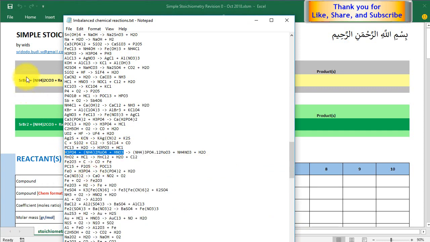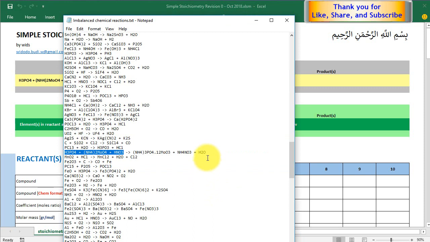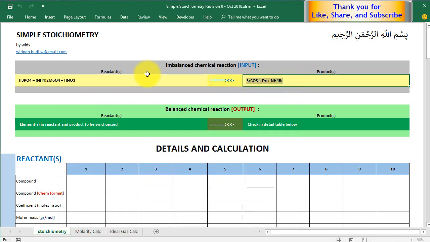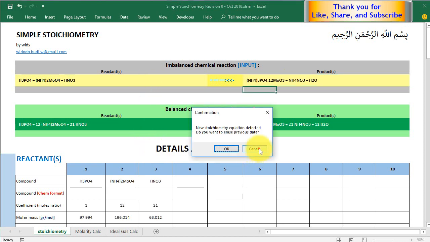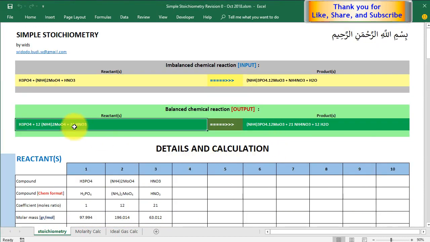Alright, this is a long chemical reaction. Let's try. Alright, hit enter and cancel. Alright, we see here this is the ideal ratio of the coefficients from this equation we input or copy pasted here.